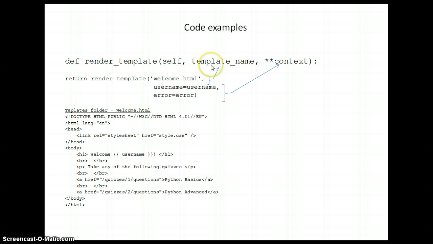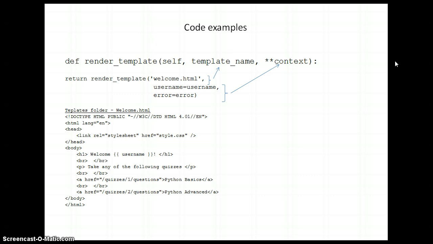For example, here it is welcome.html, and then the variable names that you want to dynamically change depending upon the requests. All that part goes into the context. So there is a template file name that you need to enter, and there is all the other dynamic context that you need to enter.